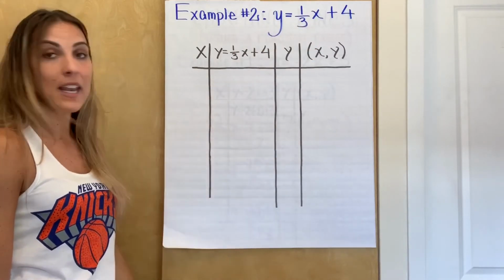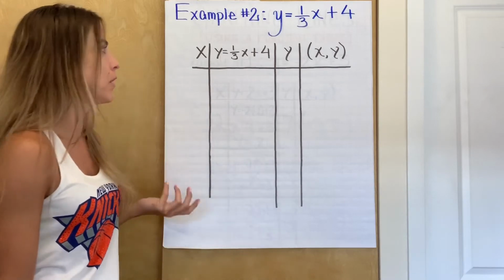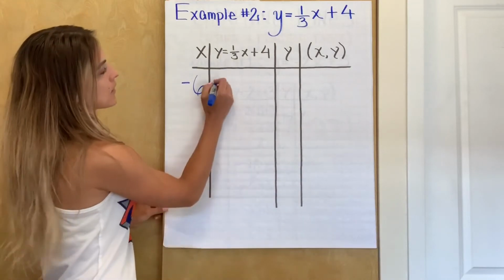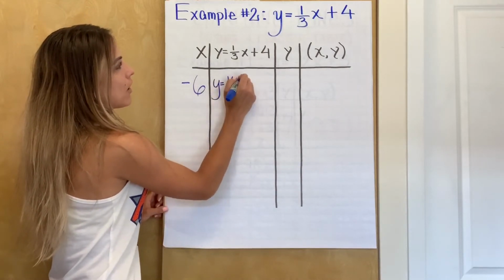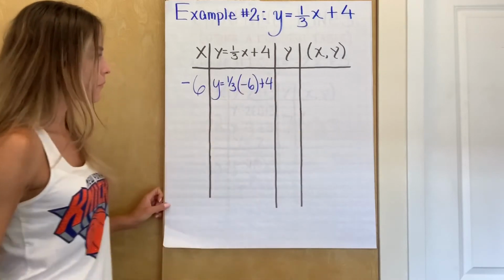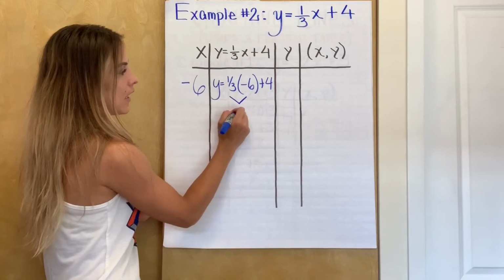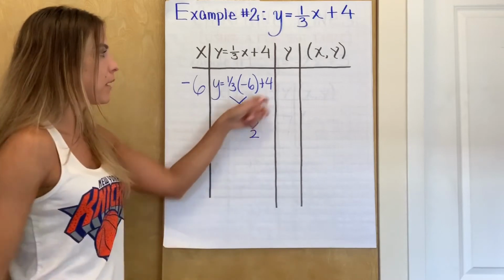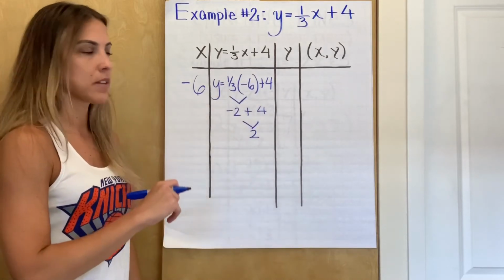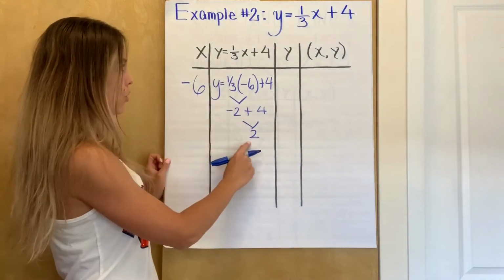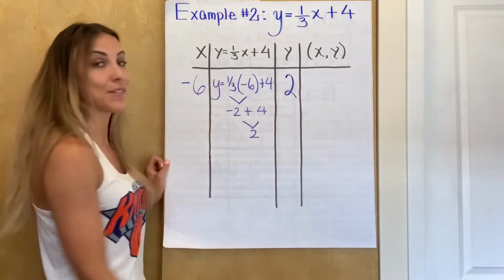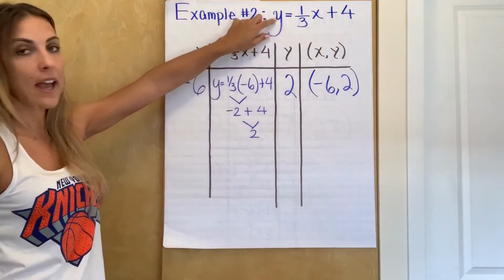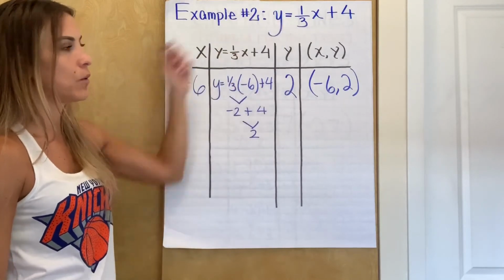So let's pick, again, a negative, a positive, and a 0 would be nice. So a negative multiple of 3, I'm going to pick -6. And now let's follow the same process as before. We're going to substitute. So y equals 1/3 times -6 plus 4. 1/3 times -6 is -2, and then -2 plus 4 is 2. Now, if you need help with multiplying fractions, that'll have to be a different video because I don't want to slow us down for that. But 2 is the y value that corresponds to -6 as my x value, meaning (-6, 2) is one of the ordered pairs that lies on this line because these two values make this equation true.